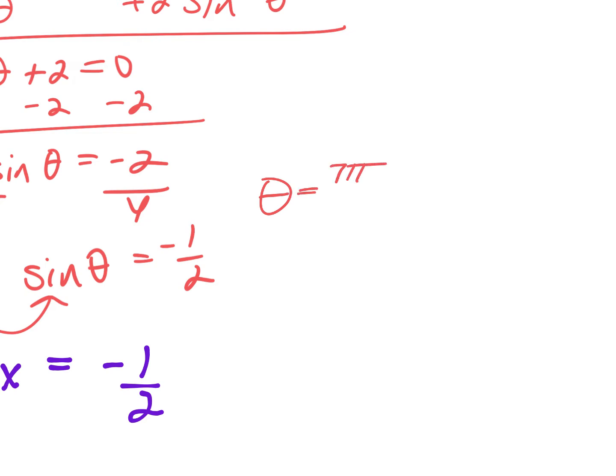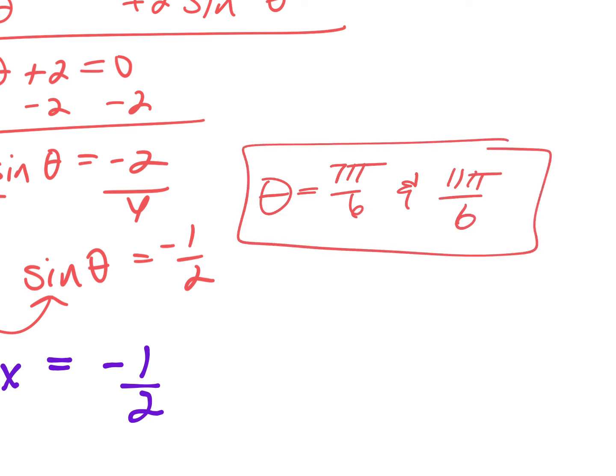So 7 pi over 6 and 11 pi over 6. Does it matter if I put 11 pi over 6 first? No.